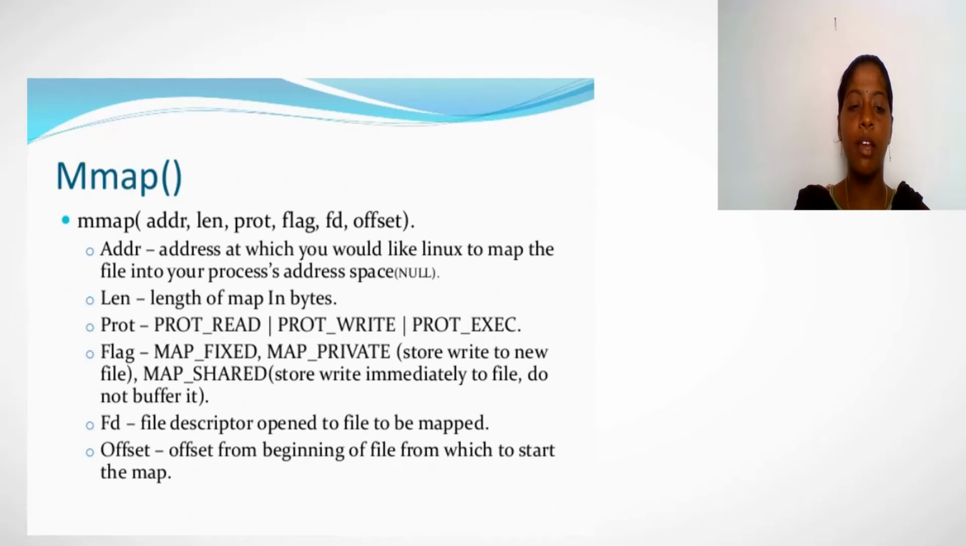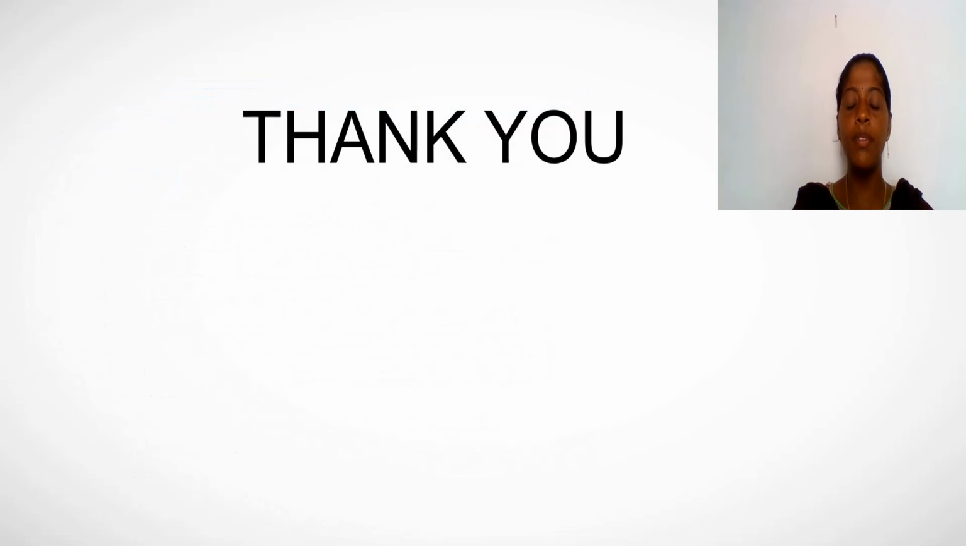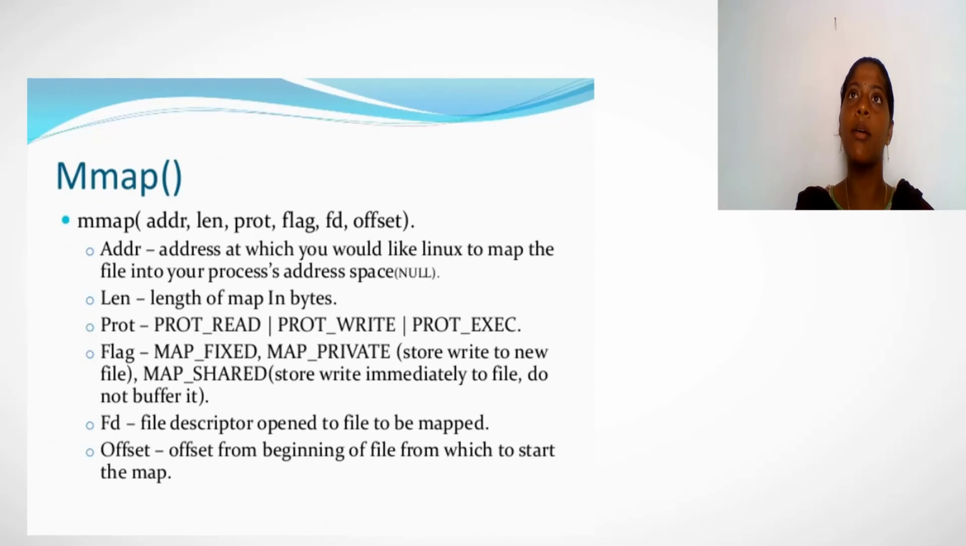Flag is used with options such as MAP_FIXED and MAP_PRIVATE, which are used to store writes to a new file. MAP_SHARED stores the write immediately to your file, not buffering it. FD means file descriptor, the descriptor opened for the file to be mapped. Offset is from the beginning of your file from which to start the mapping. These are all about mmap and the comparison of IPC mechanisms.